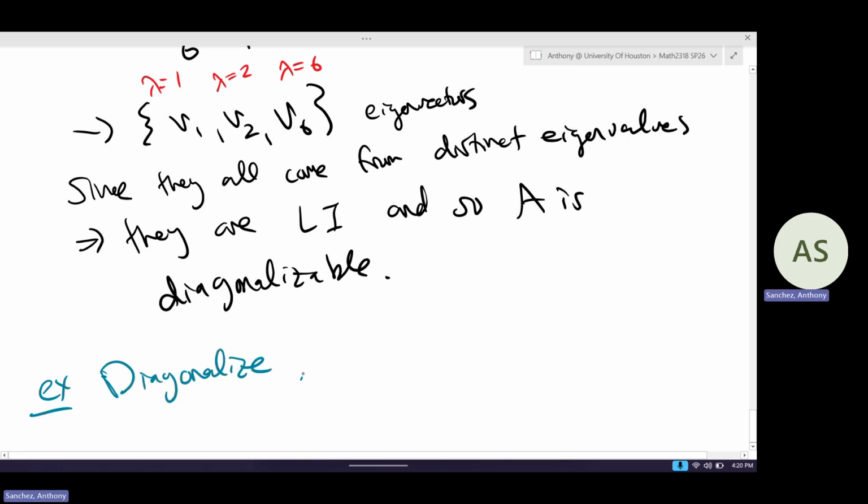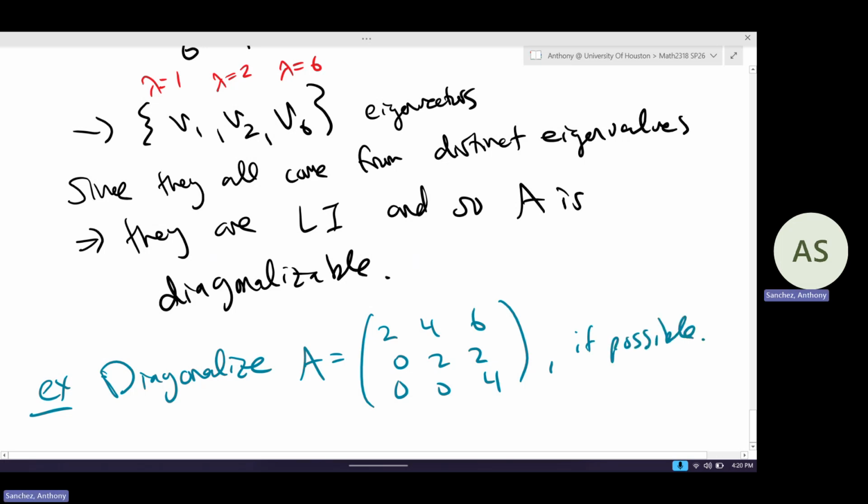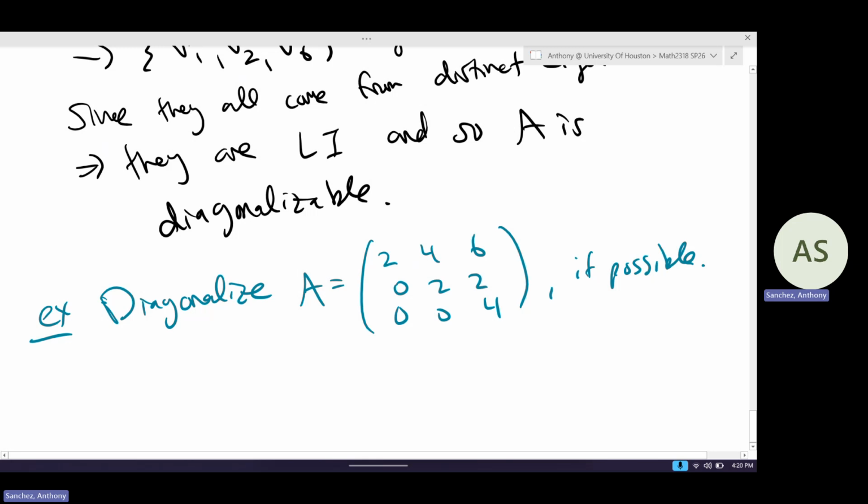So, diagonalize, just keep it going, A given by 2, 4, 6, 2, 2, 4, if possible. All right, so up to now, you may be thinking that every single matrix is diagonalizable, right? Every single time that we've had a matrix, we found its eigenvalues, and the eigenvalues have always supplied all of the eigenvectors. All right, so let's take a look at this example and see if that's a general trend.